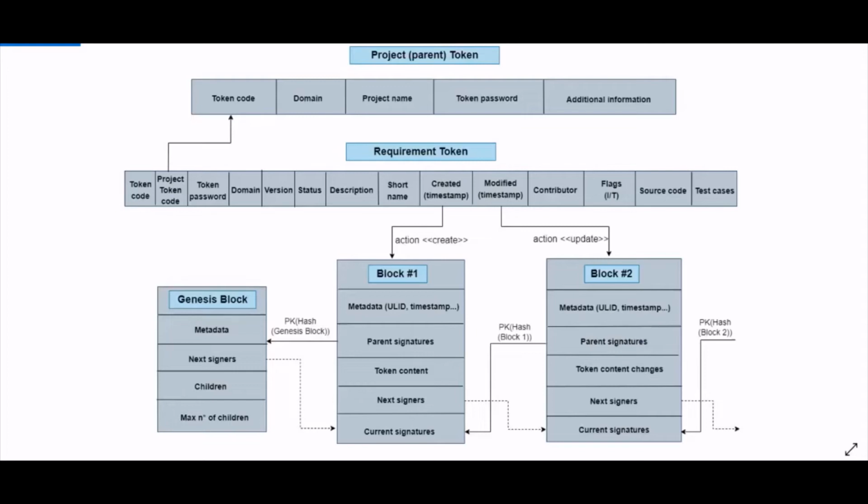Hi, in this video, I'm going to present a blockchain-enabled prototype for requirements traceability in interorganizational software projects. The goal of this prototype is to use blockchain as a secure repository to store software artifacts that are created and changed by distributed stakeholders throughout the software development lifecycle.